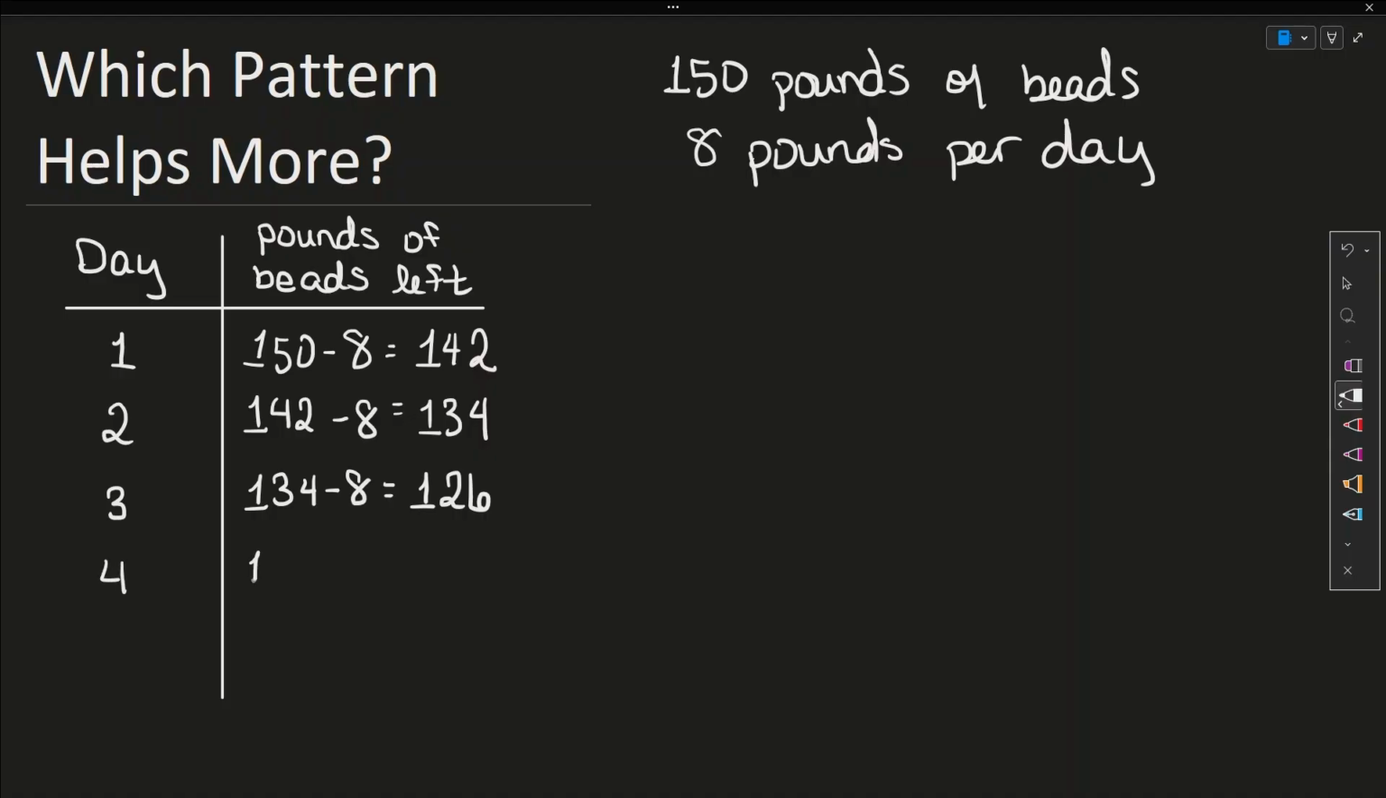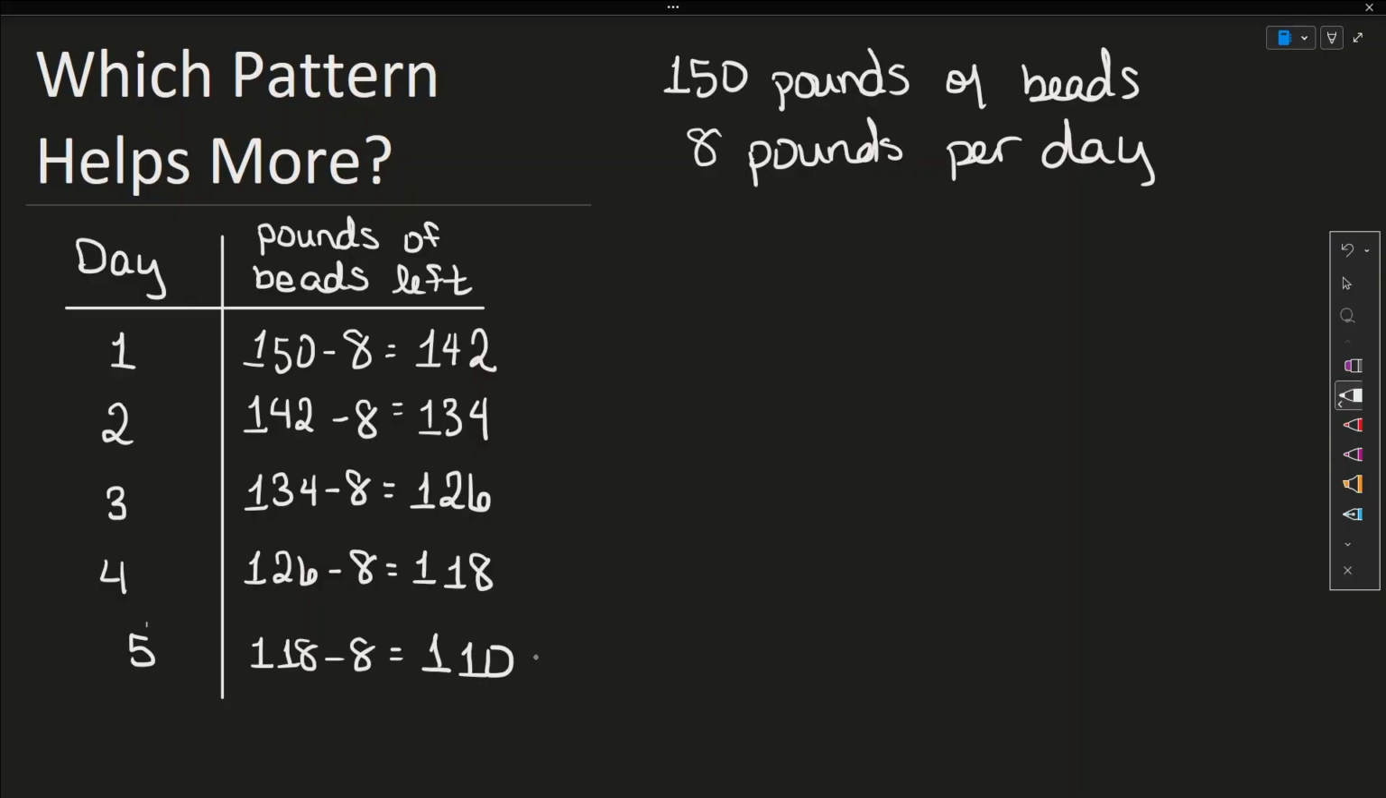Day 4, 126 minus the 8 pounds for that day gives us 118. Day 5, we had 118. We removed 8, and now we have 110. This student is looking at the previous day's amount and subtracting 8 more pounds. That thinking makes sense. It follows the day-by-day process.